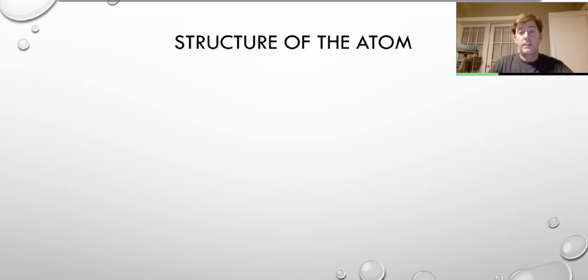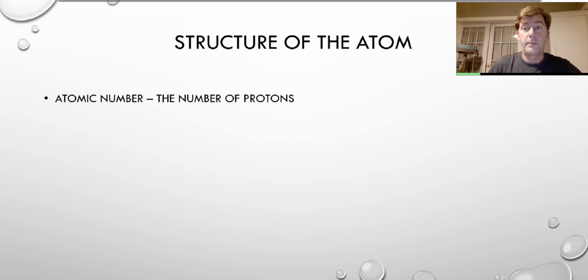So when we talked about the structure of the atom, there's some terms that we need to know. The first term is the atomic number. The atomic number is the number of protons. That's what it is. It's telling you hydrogen is 1, it's got 1 proton. Helium is 2, it's got 2 protons. Lithium is 3, it's got 3 protons, and so on, right?